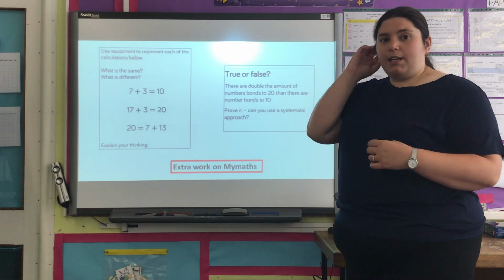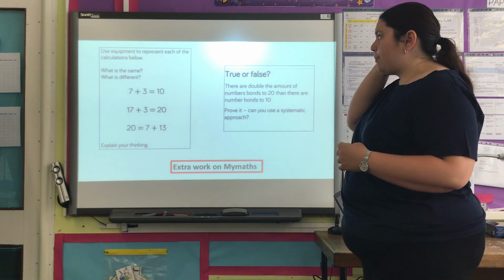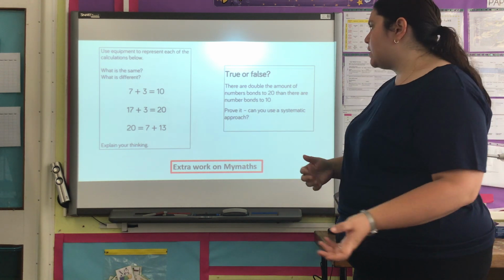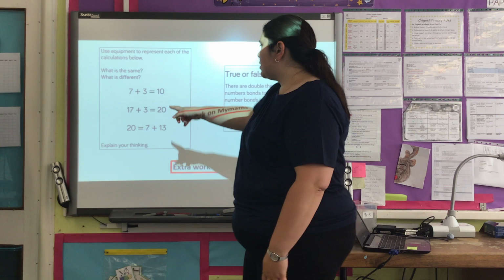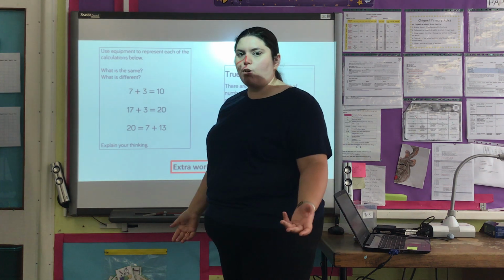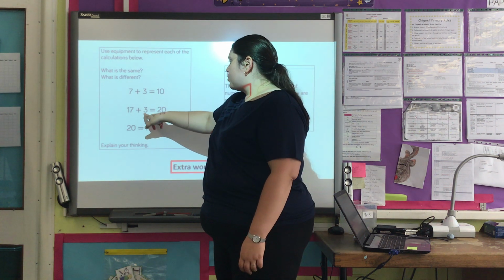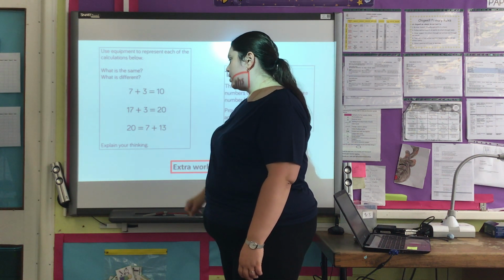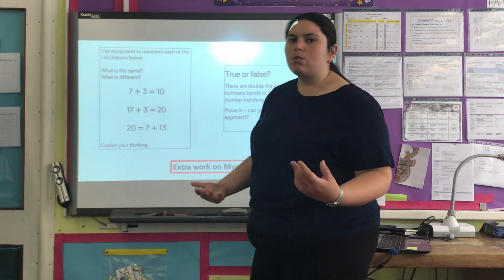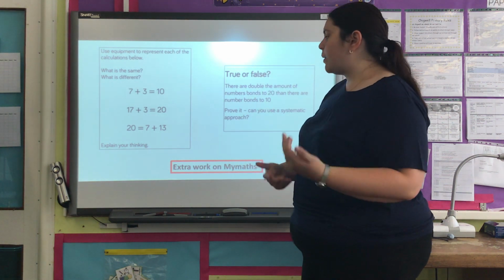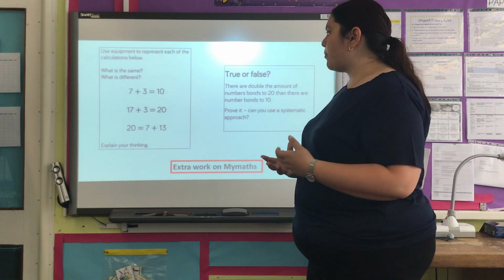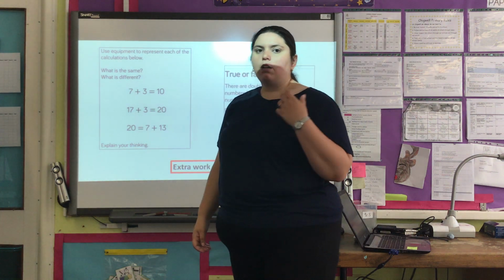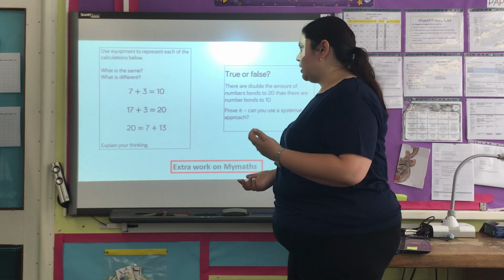Then we've got our reasoning. So we use some equipment to represent each of the calculations below, and then think what is the same and what is different. So we've got 7 plus 3 equals 10, and we know that. 17 plus 3 equals 20, and then 20 equals 7 plus 13. So remember how we talked about when we did number bonds to 20, it's the same as number bonds to 10 except for adding a 10. So we add 10 to the first number, so it gives us that extra 10 at the end.